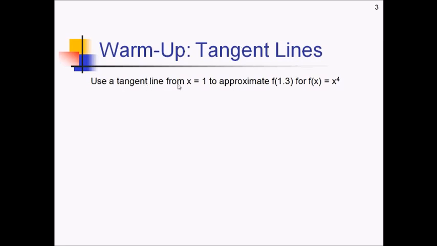Use a tangent line from x equals 1 to approximate f of 1.3 for f of x equals x to the fourth. Pause the video, give it a shot. All right, let's see how that went.